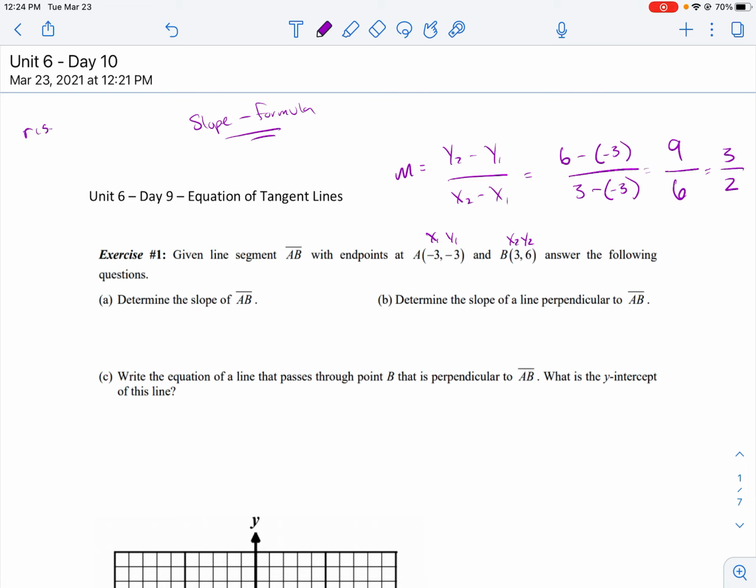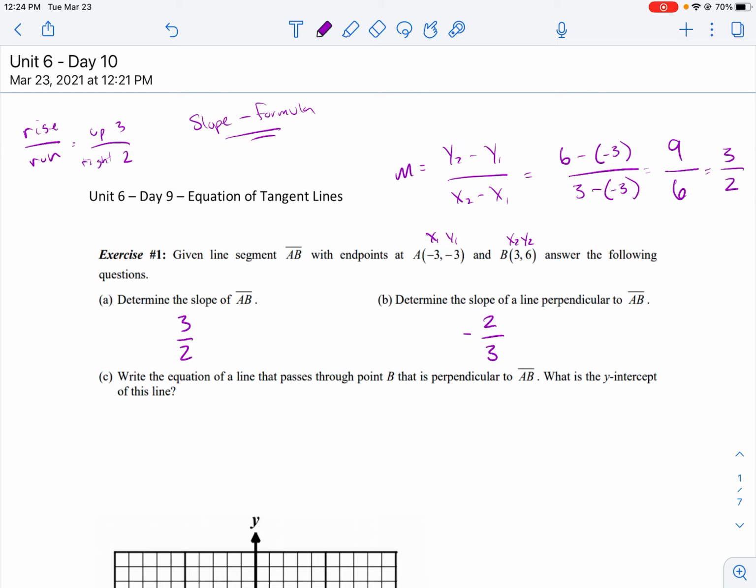So our rise is 3, and our run is 2. Remember, rise over run. So when we go to graph this slope, we would go up 3 over 2, to the right. We always go to the right. So here's our slope, 3/2. The slope of a line perpendicular to that would have to be the negative reciprocal, which would be -2/3.